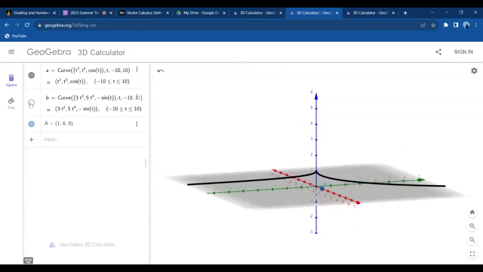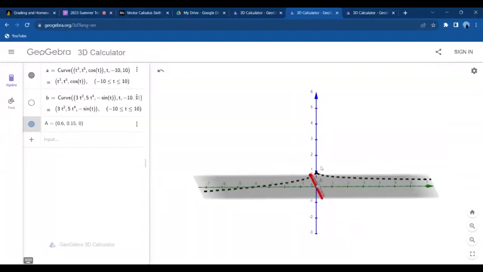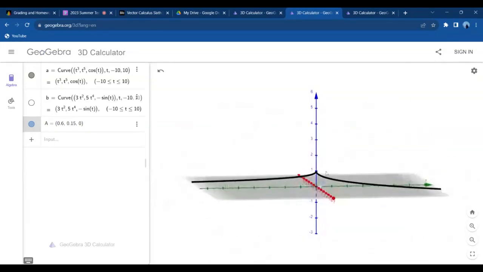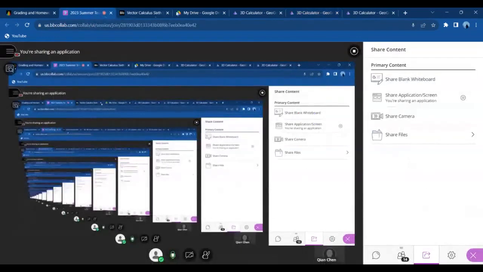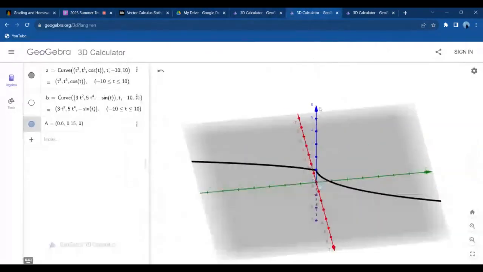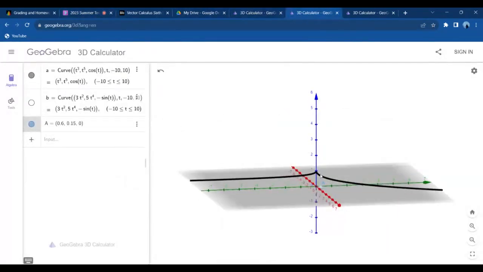Let me turn off the tangent vector real quick. So here we have the curve c of t. As you can see, it kind of crimps here at t equals 1. This kind of point has a name called a cusp, C-U-S-P. Because at this point, you could see it's non-differentiable. It's a cusp.